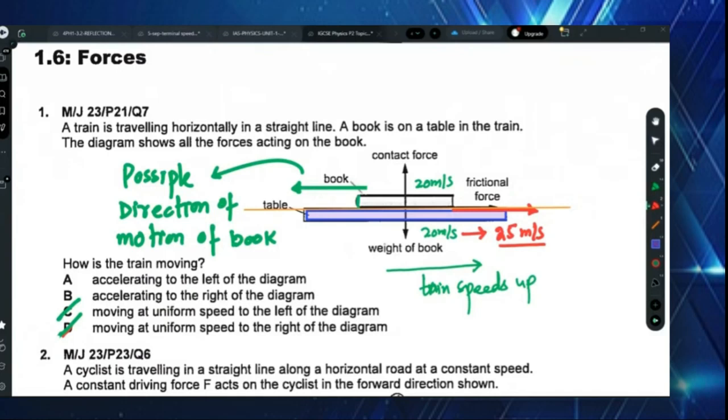That is why apparently we will say that the book is moving towards the left. However, that is not the case; the book is not moving towards the left. Actually, the train is moving towards the left, accelerating towards the left, leaving the book in its place, moving at 20 meters per second. So that is why the friction is required towards the right side, to keep this book in the same position. Now is it clear?